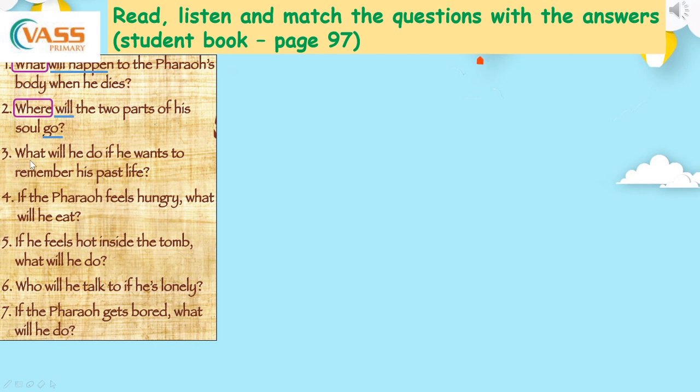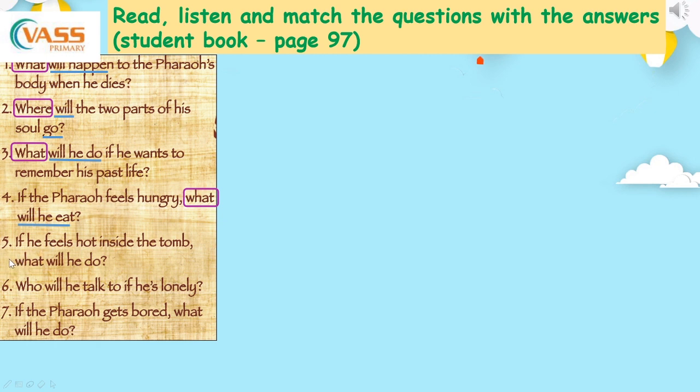Number 3. Our question word is what. What will he do if he wants to remember his past life? You can see the if clause here. If he wants to remember his past life, present tense. What will he do? Future tense. Very good. Number 4. If the pharaoh feels hungry, comma, what will he eat? So here we start with the if clause. We have the comma because we started with the if clause, and then we have the main clause. What will he eat? Future tense.